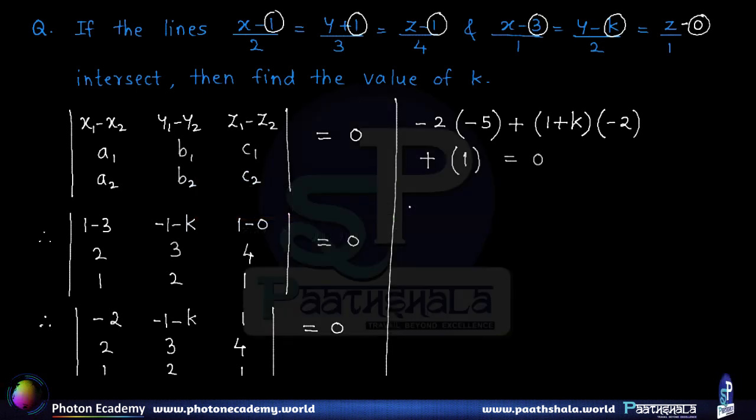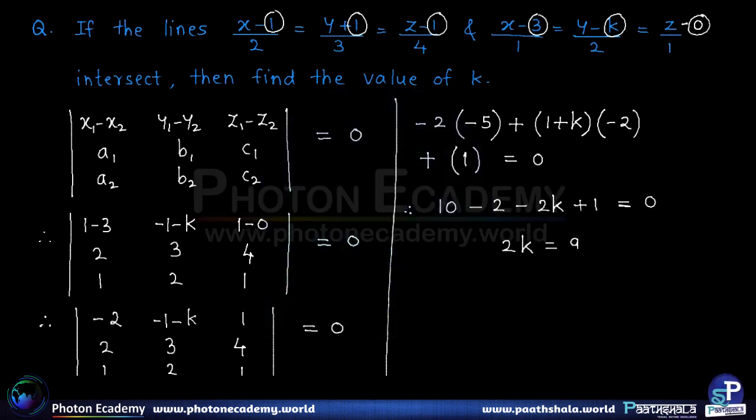So on solving further, we have 10 minus 2 minus 2k plus 1 is equal to 0. Therefore 2k is equal to 9. Therefore k has to be equal to 9 by 2. So that's the answer.